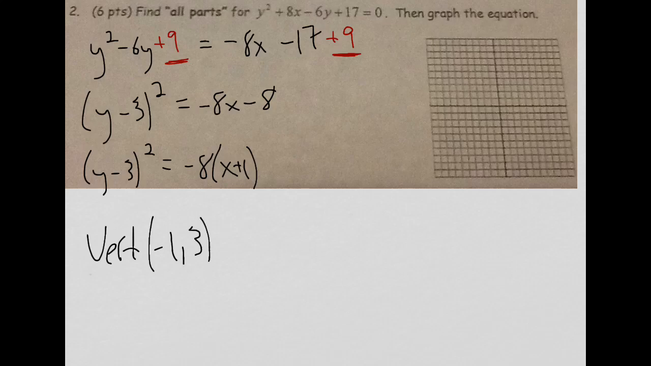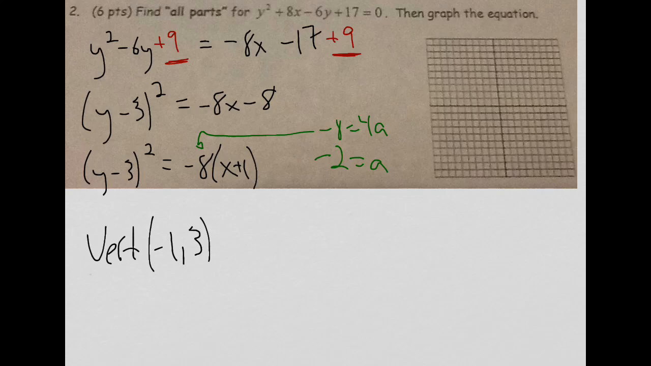My a value, remember, that number right there, that negative 8, is equal to our 4a. Divided by 4, I get a is equal to minus 2. And what that tells me is which direction the focus and or how far the focus and the directrix and all that stuff are.